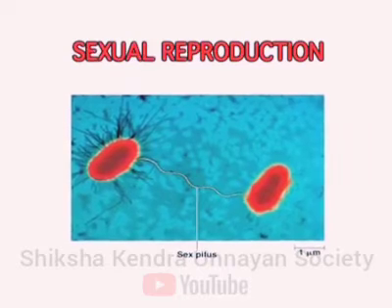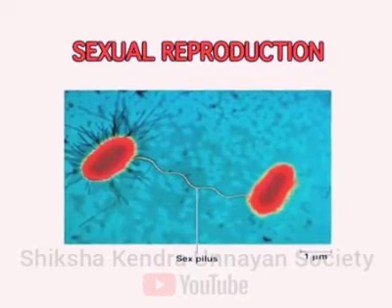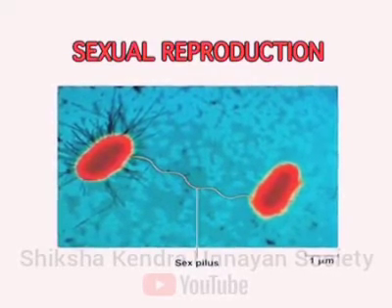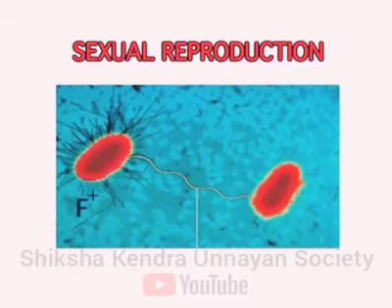Sexual reproduction also takes place in bacteria. As you can see here, there are two bacteria. One of them is known as F plus bacteria and the other one is known as F minus bacteria. The F plus bacteria contains an F factor which is responsible for the sexual reproduction. And this is the one which will give the DNA to the other bacteria, which is the F minus bacteria.